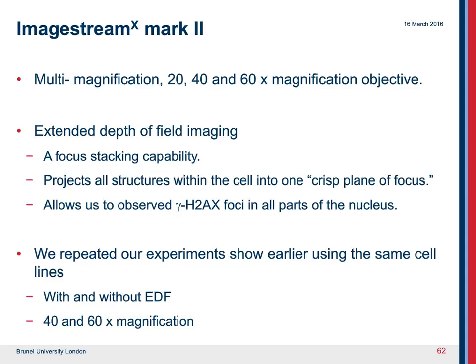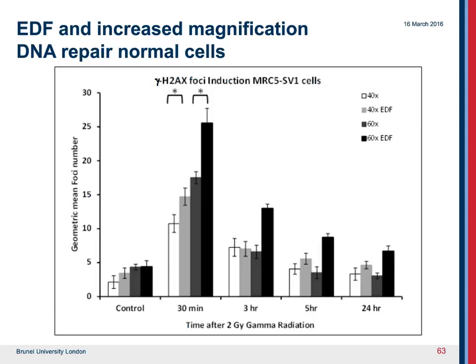And if we look at this next slide, we can see the pattern of foci induction that we get when we use our MRC5SV1 repair normal cells. Again, the white bars show the induction and repair of foci over a 24-hour period at 40x magnification. The light grey bars show when we add the EDF, so we're seeing more foci. And then the slightly darker grey bars show the 60x magnification, but then when we go to 60x with EDF, we see many more foci.